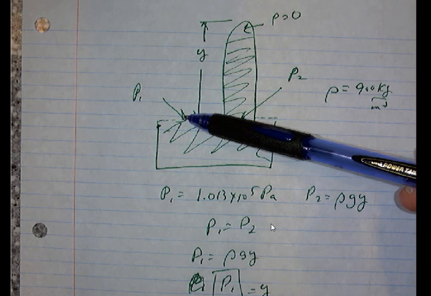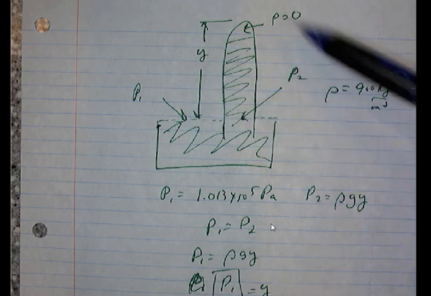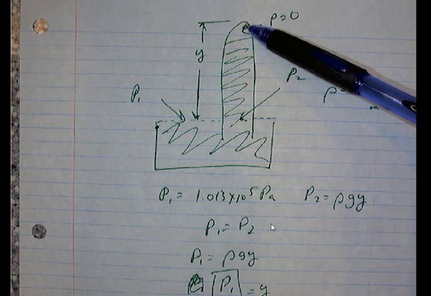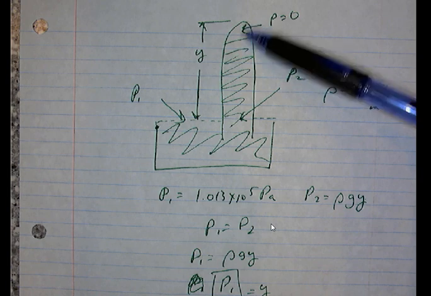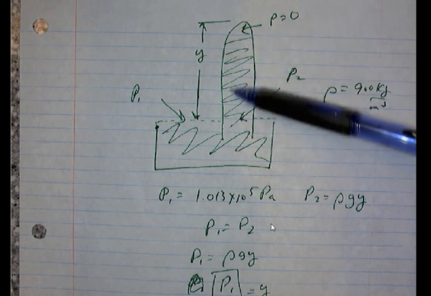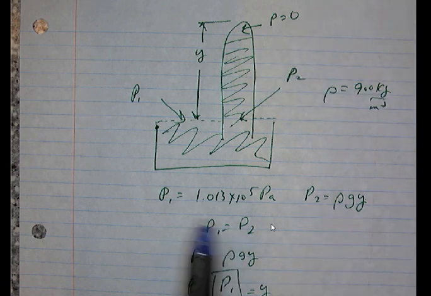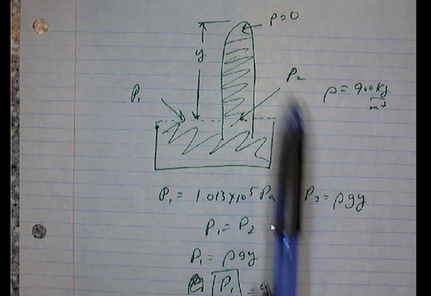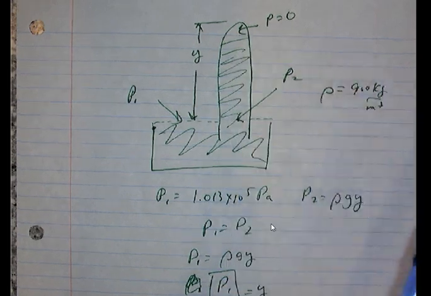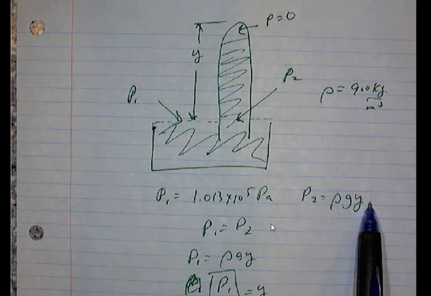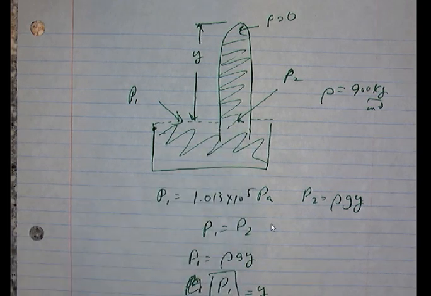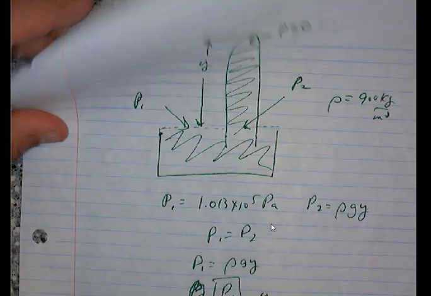P1 here is open to the atmosphere, so it's just atmospheric pressure. P2 here is equal to the pressure at the top, which is 0, plus rho gy, the height of the column of fluid here. So again, P1, atmospheric pressure, P2 would be equal to whatever is at the top, which turns out to be 0, plus rho gy. These are at the same height, so they have the same pressure. P1 is equal to P2.